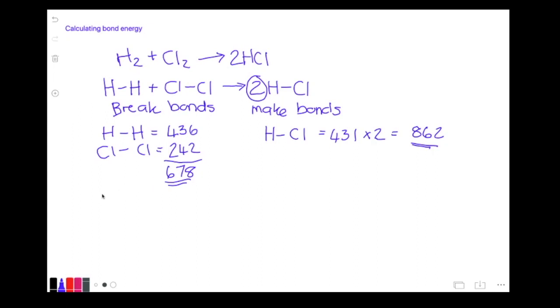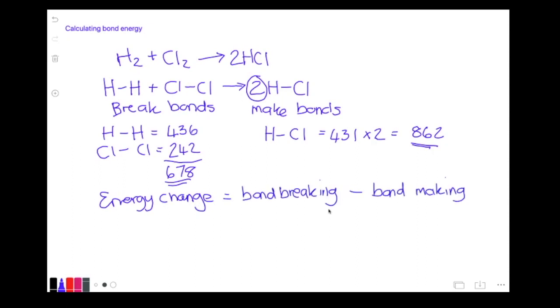In terms of calculating the energy change, that is equal to bond breaking take away bond making. So on the bond breaking side we've got 678 kilojoules per mole, and we're taking away the bond making, which in this case is 862 kilojoules per mole. When you put that into your calculator, that comes out as negative 184 kilojoules per mole.